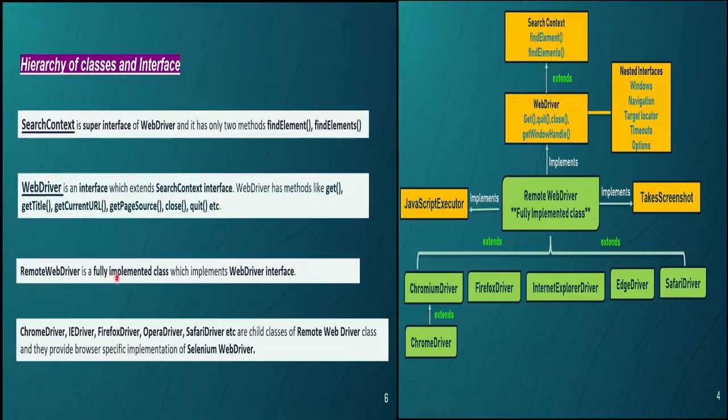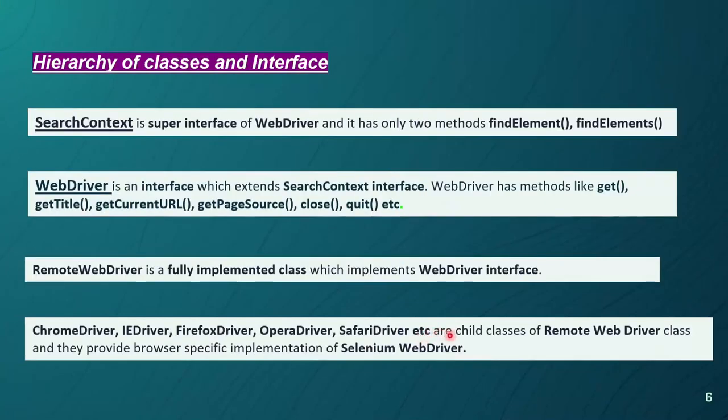Then the RemoteWebDriver is a fully implemented class which implements the WebDriver interface. Then we have the ChromeDriver, the InternetExplorerDriver, the FirefoxDriver, Opera, SafariDriver. All these are child classes of the RemoteWebDriver class, and they provide the browser-specific implementation of the Selenium WebDriver. So these are the hierarchy of the classes and the interfaces of the Selenium WebDriver.